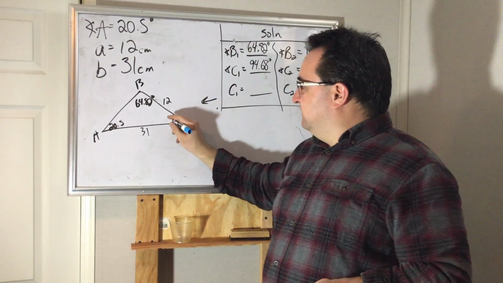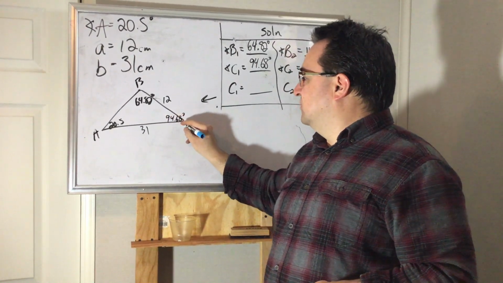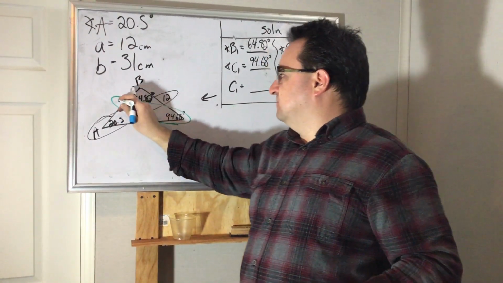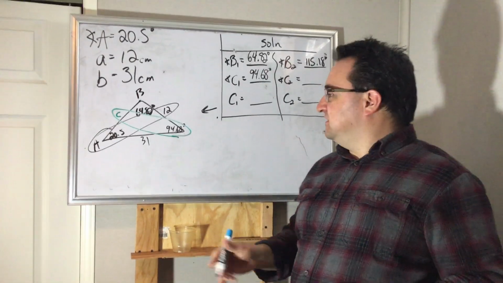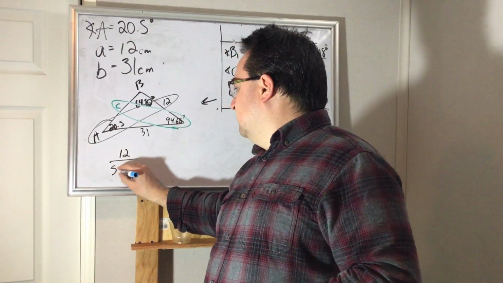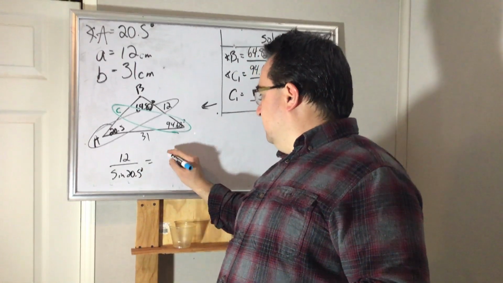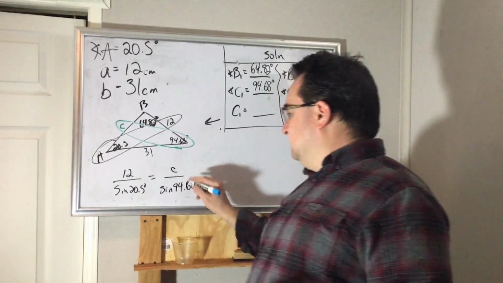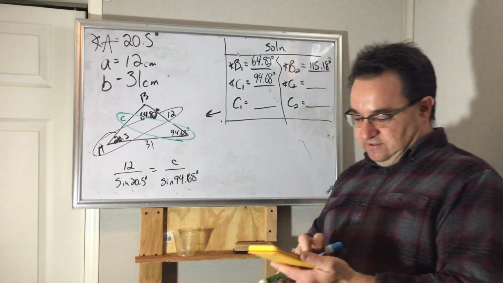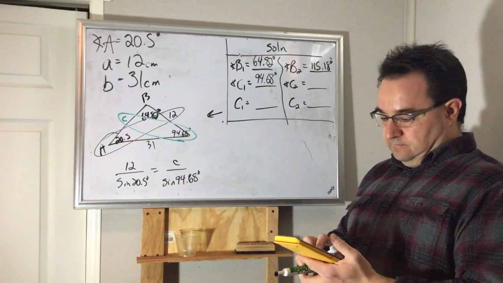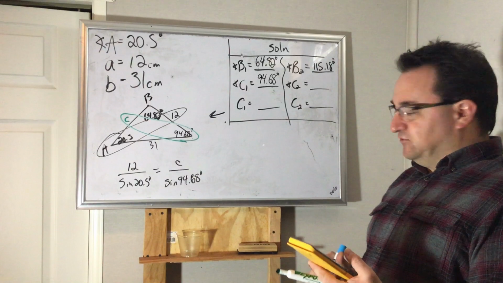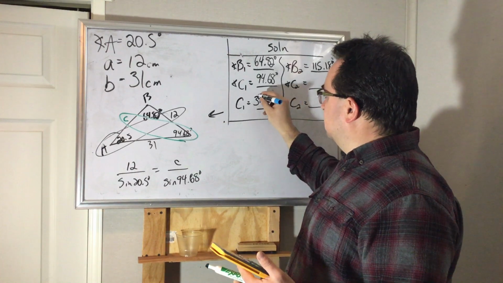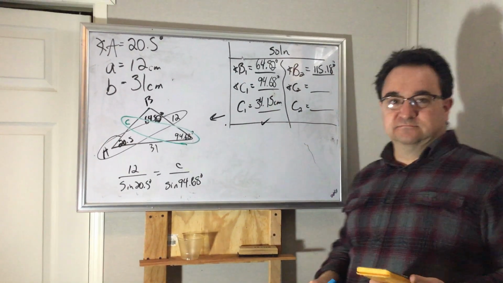And now to find this side, if this is 94 and change, well, here's one opposing pair, and I'll use this opposing pair. See, that's the law of sines to get side C. So I have 12 over sine 20.5 equals C over sine 94.68. So C is going to be 12 times this divided by sine of 20.5, and I'm getting 34.15 centimeters, and that locks in my first solution.